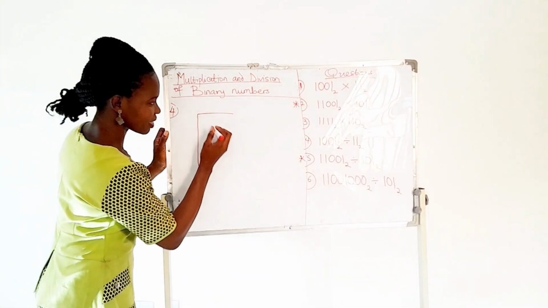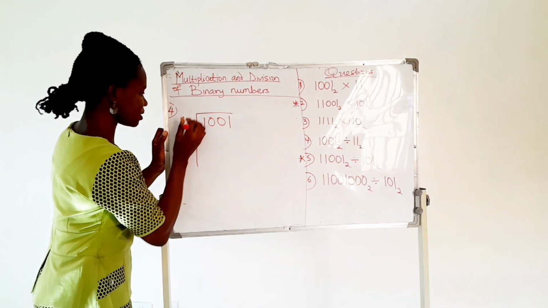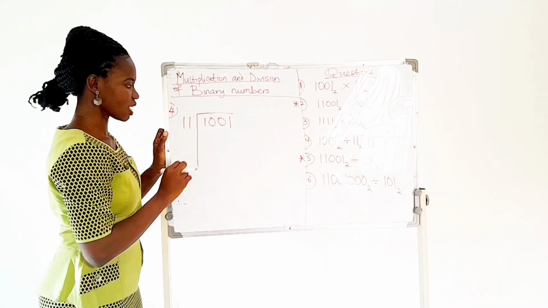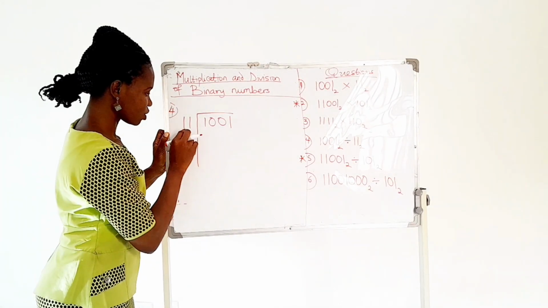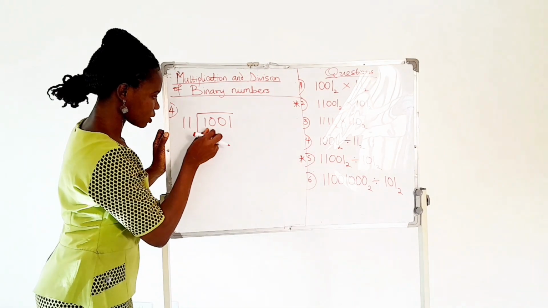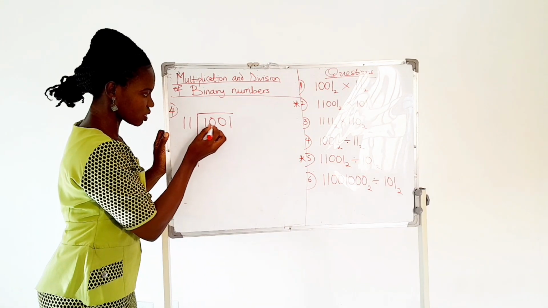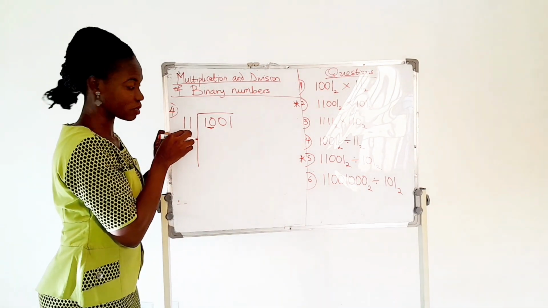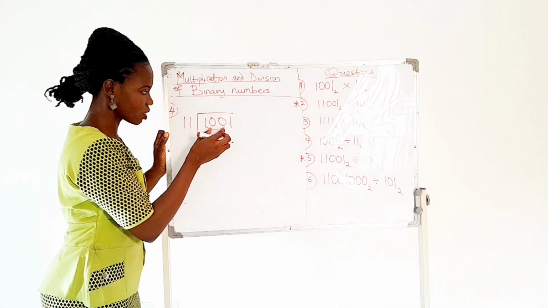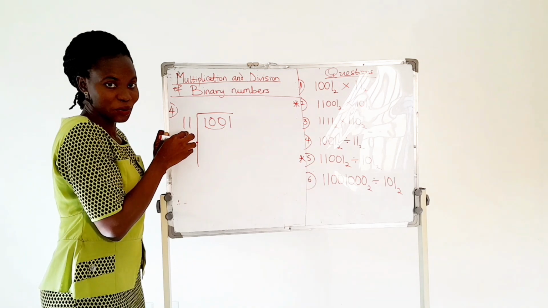So let's start. This is 1, 0, 0, 1. We are dividing by 1, 1. Remember they are in base 2. This is how we do base 2. So this is 1, 1. It's 2 digits. The 2 digits is here. But 1, 0 is smaller than 1, 1. So because it's smaller than 1, 1, we have to extend it to the third digit so that we will have a number that is big enough for this one to go into.